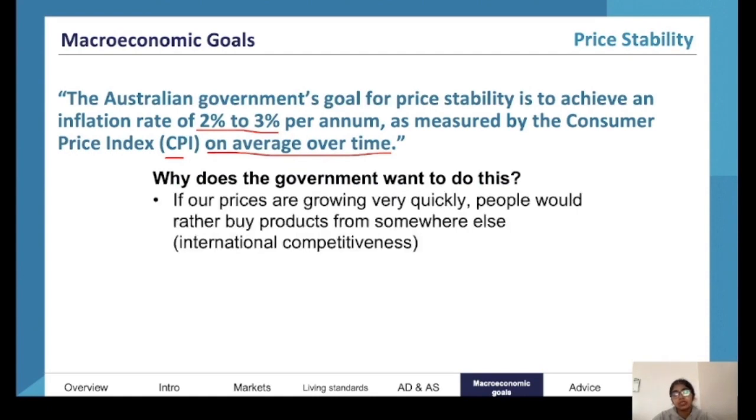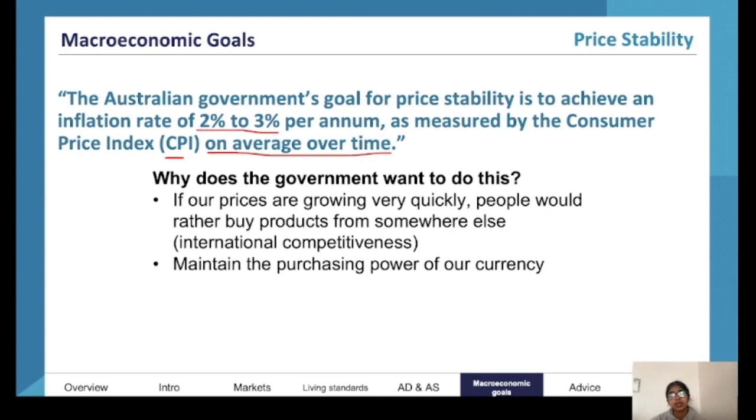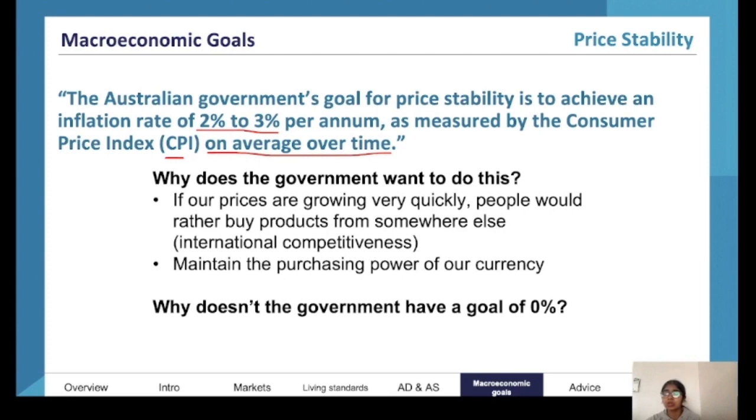Why does the government want to do this? First of all, if the inflation is too high, if the prices are going up way too quickly, we stop becoming internationally competitive. That means that our prices start to be really high and we don't sell as many exports anymore. So that's bad for our aggregate demand. Next, we want to make sure that our currency maintains its purchasing power. Again, related to international competitiveness, as people buy products from us, we have more purchasing power with that currency as well. You'll talk a lot more about this a bit later on when we discuss trade and everything.